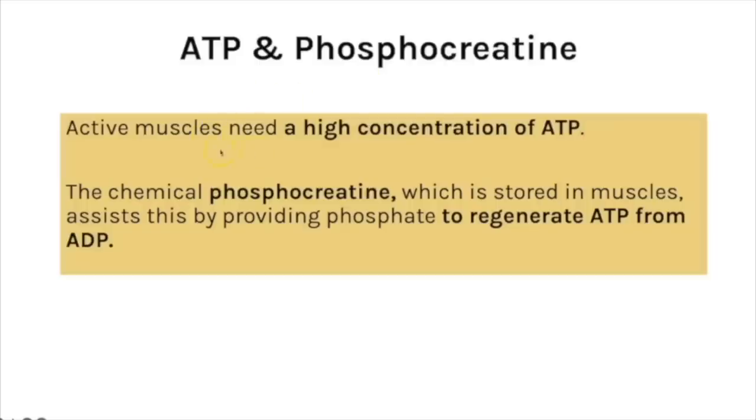Now, if the muscles have been very active, we just saw there, it requires ATP. So the muscles require a high concentration of ATP to be able to contract. And the chemical phosphocreatine, which is stored in muscles, assists this process because it provides the phosphate. So in order to regenerate ATP, you need that inorganic phosphate to bind with ADP, and that's provided by the phosphocreatine.